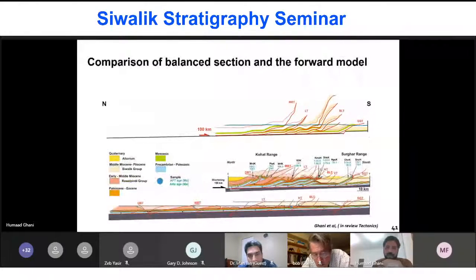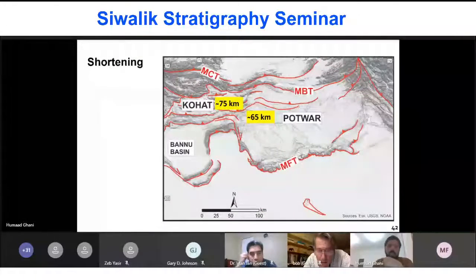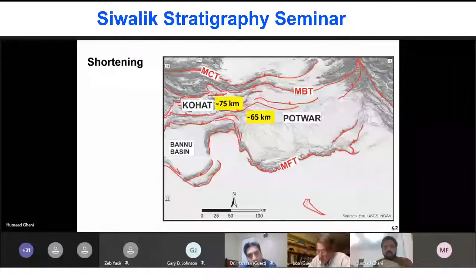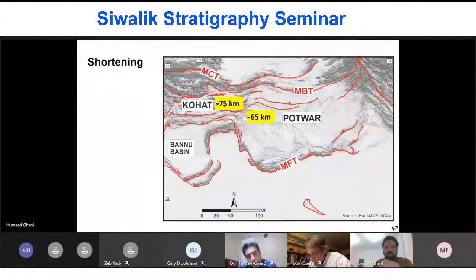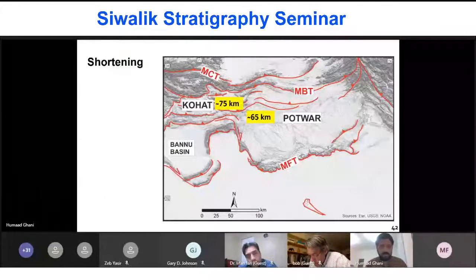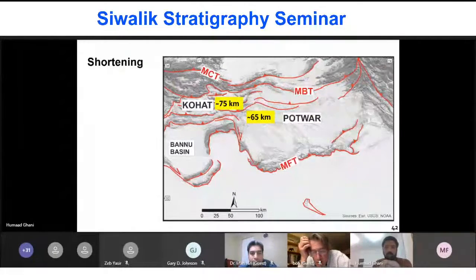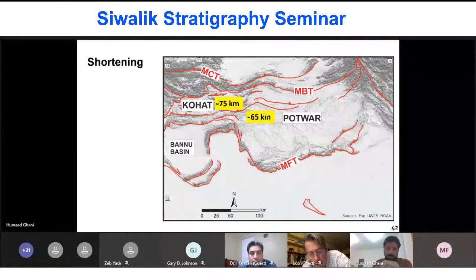So this was a comparison, although we couldn't reproduce all the geometry, but they were closely resembling in terms of shortening and in terms of the structural style. So this was a check to validate the structure model in this region. At the end, what I found is in terms of shortening around 75 kilometers from the MBT to the Surghar thrust in this area, and 65 kilometers of deformation, which was from the Baker's paper, and I think that is the most relevant one for the Potwar. The deformation is comparable.